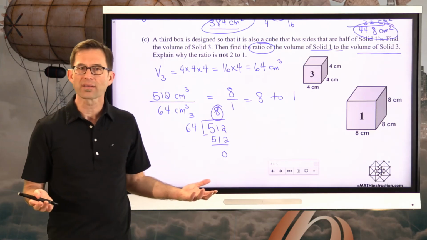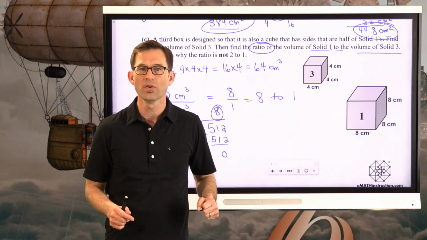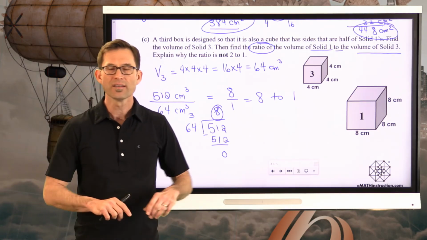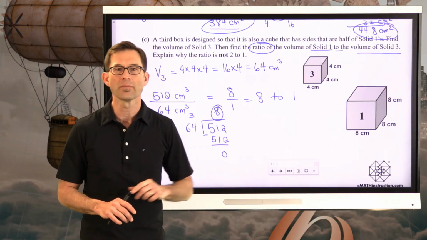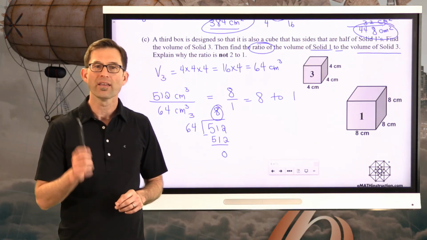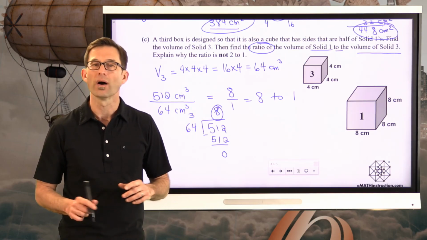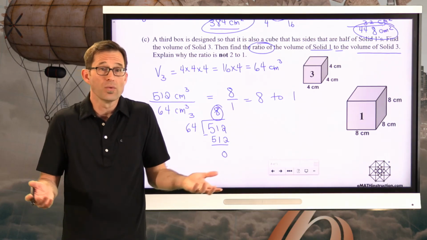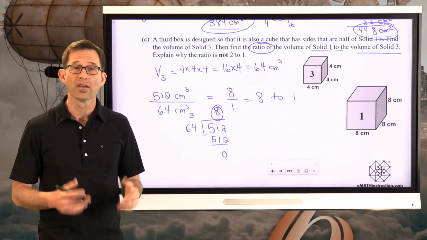And you might expect that if I double all the side lengths of a cube, the volume should double as well, but it doesn't. It doesn't double, it doesn't quadruple. It increases by 8 times the amount. Why is that? Why is the ratio not 2 to 1? Well, it's not as simple or as obvious as one might think, because again, you would think, oh, I double everything, the volume should double. And yet that doesn't happen.